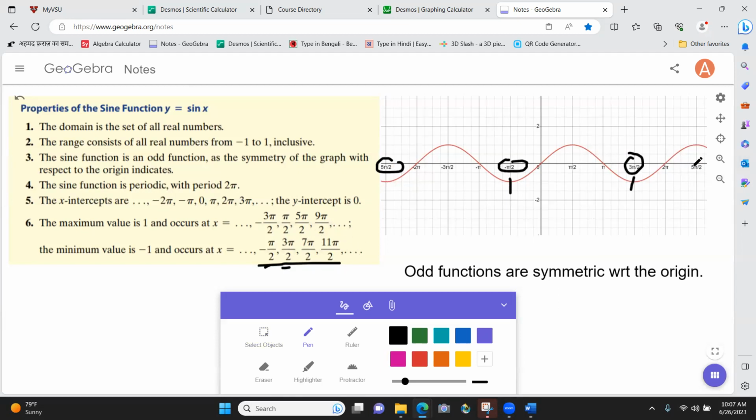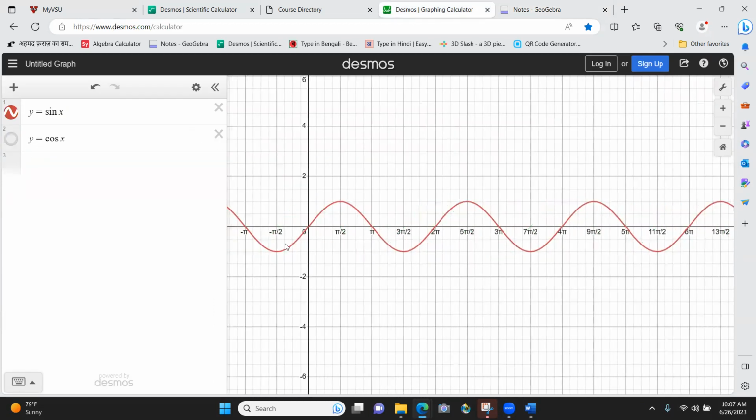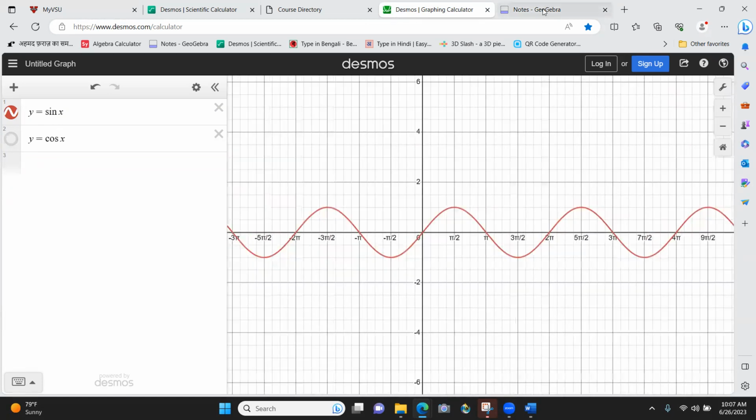You can't see it, but if you scroll on your Desmos, you will be able to see it. Right here, 7 pi over 2, 11 pi over 2. All those things are there.